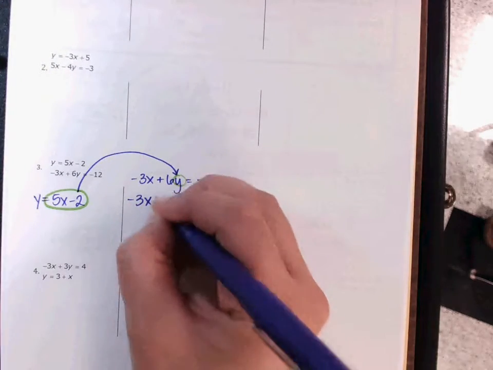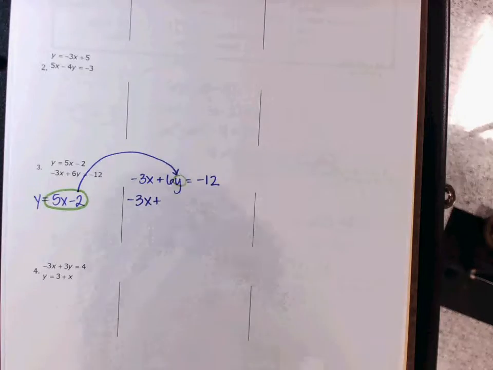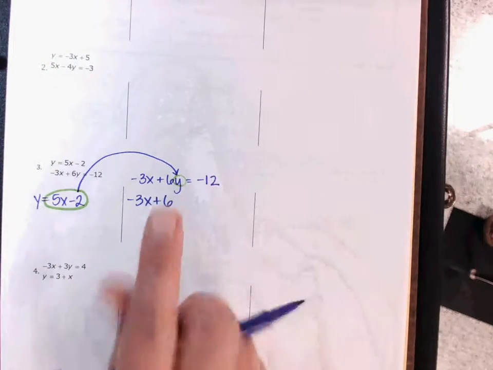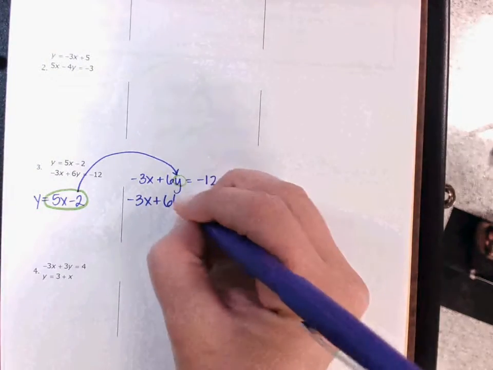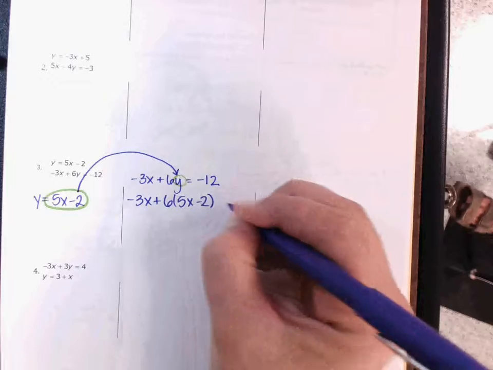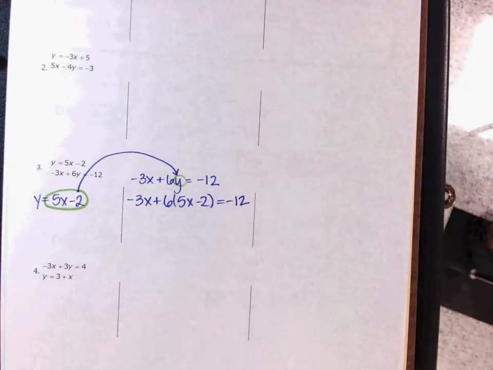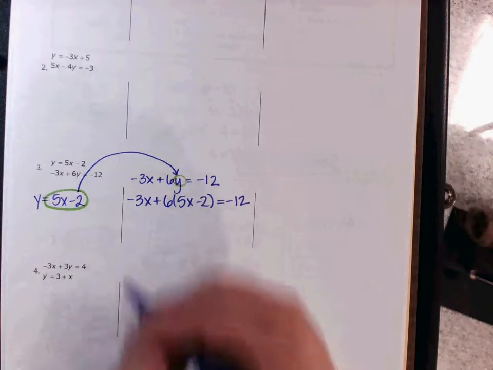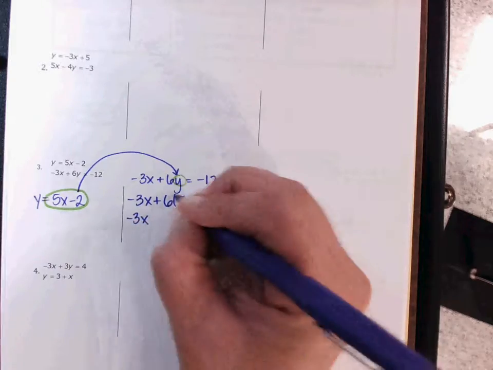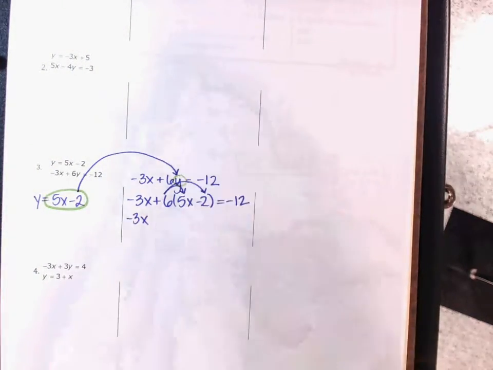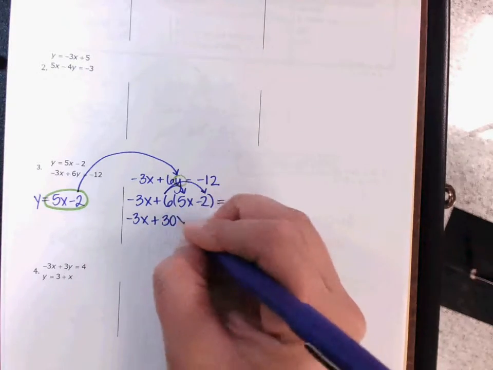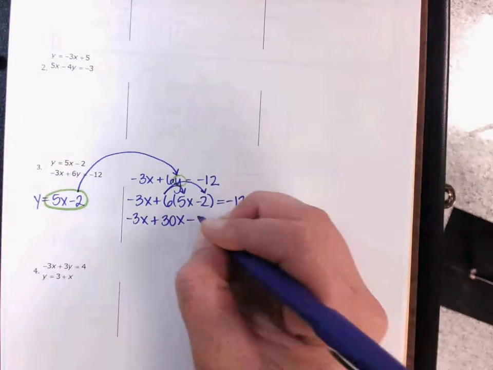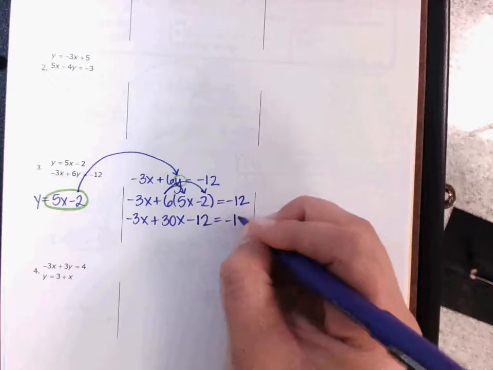Negative 3x plus, do I need parentheses, yes or no? Yes, because what's in the front? A number. And if there's a number right in front of where you're subbing, you have to use them. Okay, 5x minus 2, negative 12. From there, I have negative 3x plus. I've got to take that 6 and distribute it in. 6 times 5x is 30x. 6 times negative 2 is negative 12.